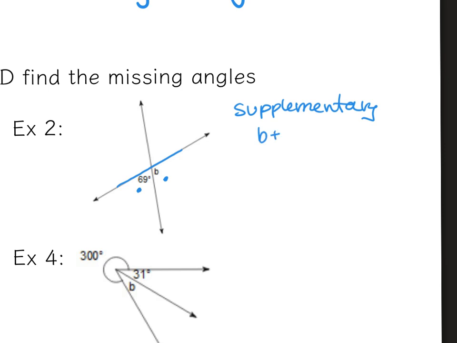So that means if I add B plus 69, it should add up to 180. Then to find B, I just need to subtract 69 from 180. And that will give me 111.